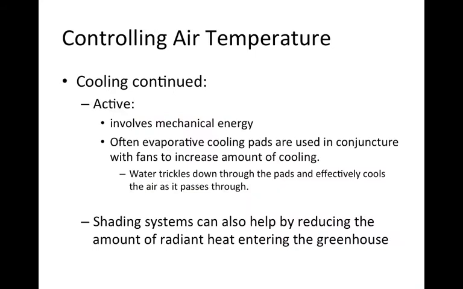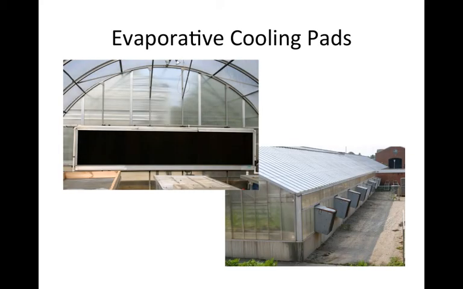So moving on to some active cooling. As mentioned, active cooling involves mechanical energy. Often, evaporative cooling pads are used in conjunction with fans to increase the amount of cooling. The system includes water trickling down the evaporative pads and effectively cooling the air as it passes through. Shading systems can also help by reducing the amount of radiant energy that's entering into the greenhouse to warm it up. This slide illustrates evaporative cooling pads.